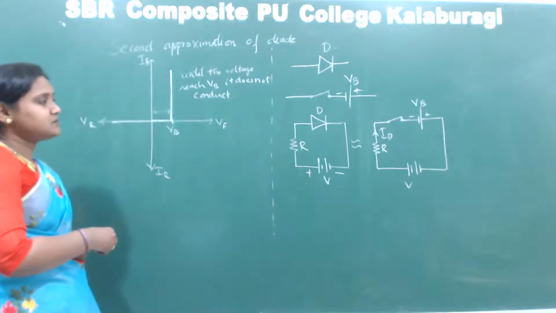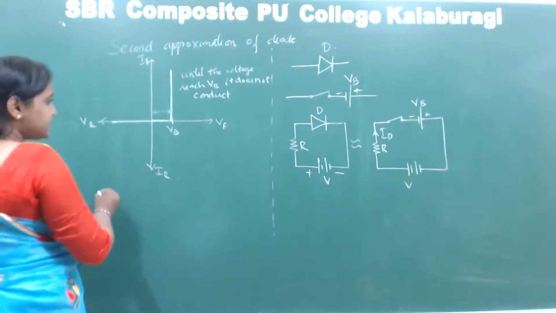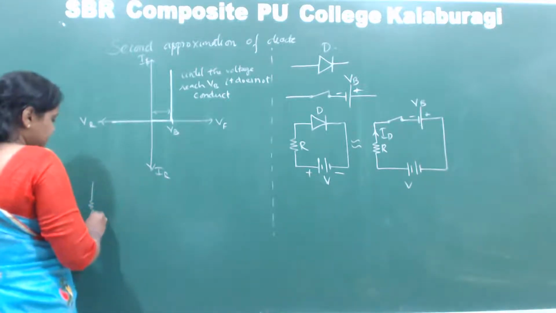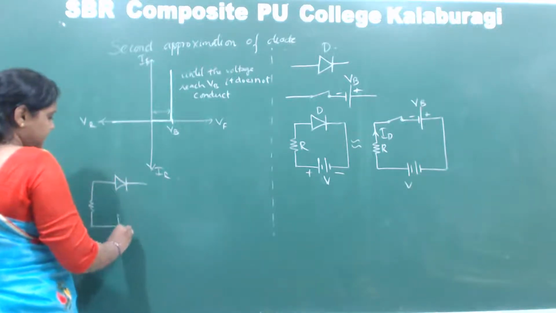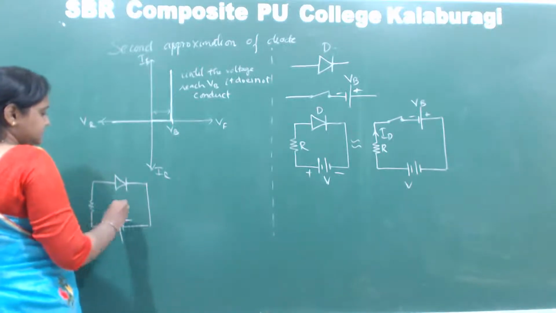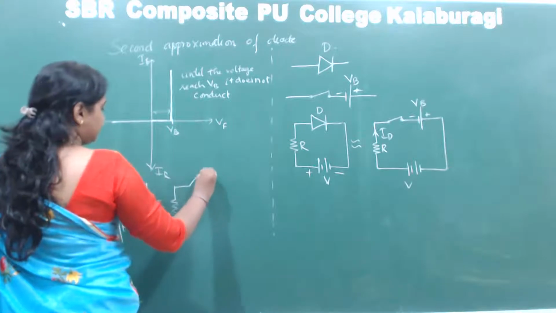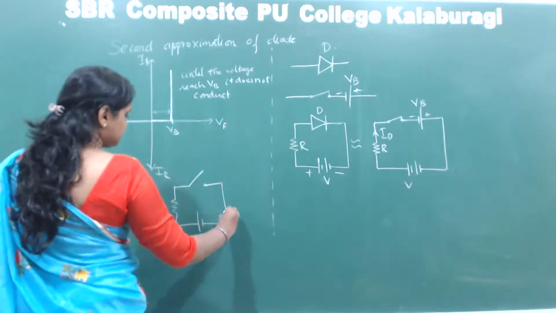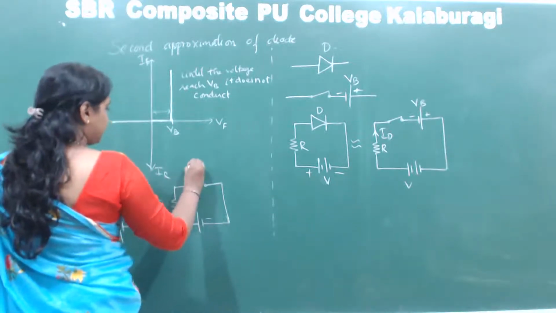This is the consideration for the second approximation, whereas for the reverse bias condition, if we show it in the circuit itself, then we write positive, negative. It's just replaced by an open circuit. No current. There will be no current flowing. Open switch.